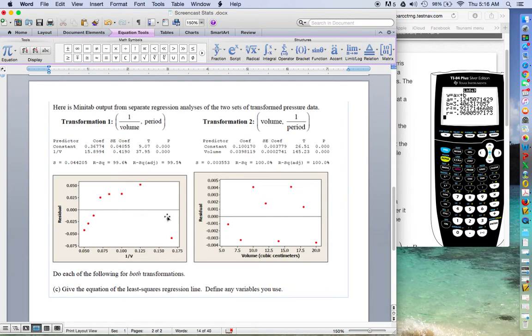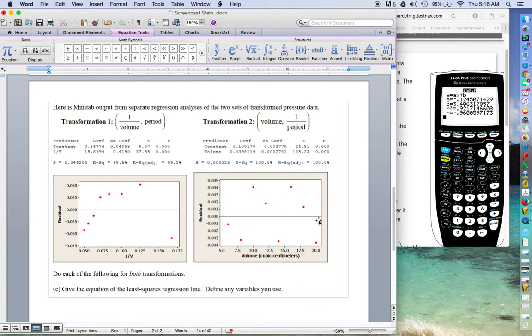So this one you can clearly see a pattern, right? Don't we have a pattern going up and down like this? So this residual plot shows that going 1 over volume is an inappropriate or bad re-expression of the data. If you look at the second residual plot, you can see it's pretty randomly scattered. In fact, very randomly scattered. They're kind of all over the place. Maybe there's a little bit of a W shape, but this is a pretty good random scattering.